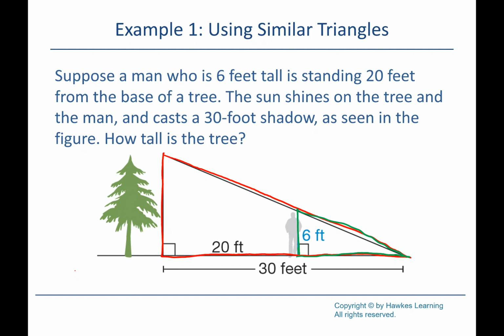Little triangle and then the big triangle. So we can use the fact that these are similar triangles to figure out the side length we're looking for. We want to know how tall the tree is, so that'd be that left vertical side of the big triangle.